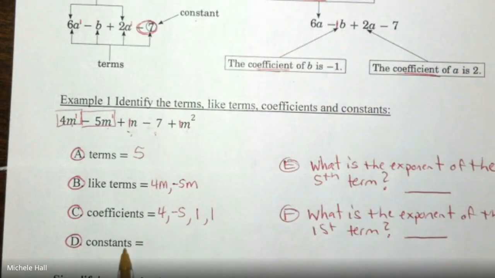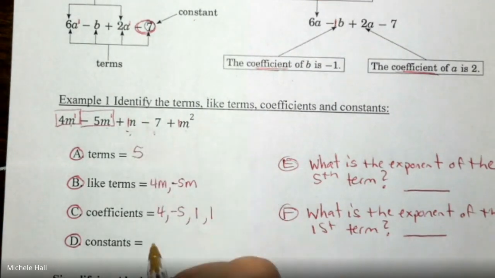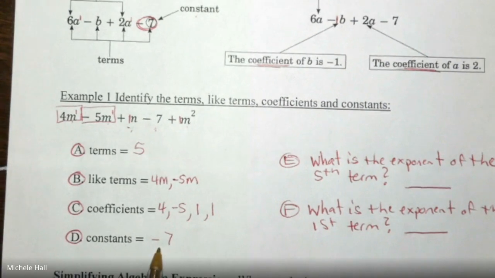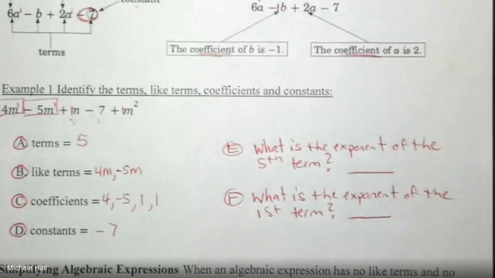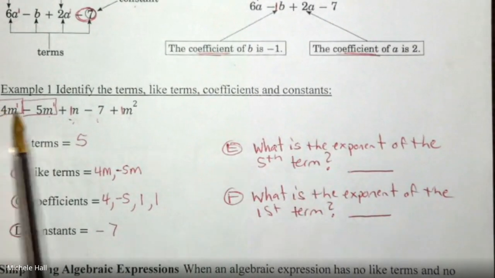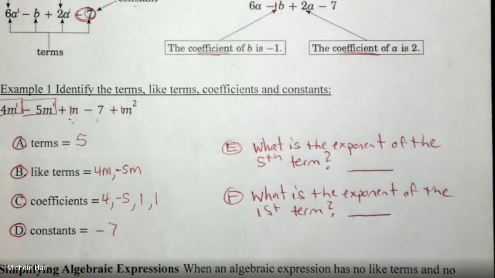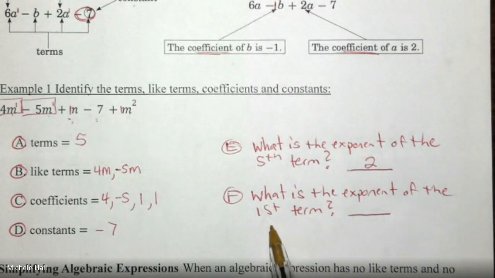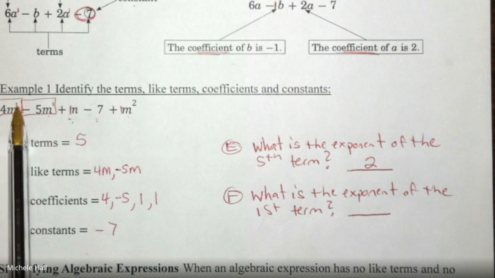Do we have any constants? That would be negative 7. Keep your signs in front of your terms at all times. We've talked about this. What is the exponent of the fifth term? 1, 2, 3, 4, 5. The exponent would be 2. What is the exponent of the first term? The exponent of m would be a 1.